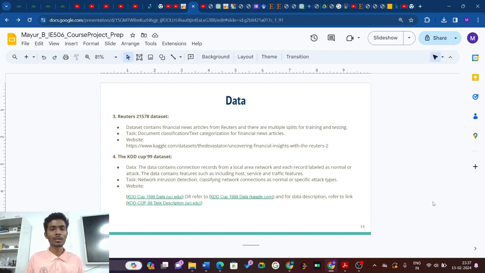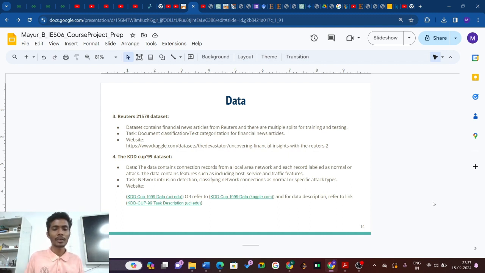This is again very similar to the previous dataset. Here we have thousands of financial news articles that belong to several categories. And again, the researchers have used the algorithm that they have developed to build a model that can categorize these financial news articles, basically the text documents, into different categories. Now, the KDD Cup 99 dataset.